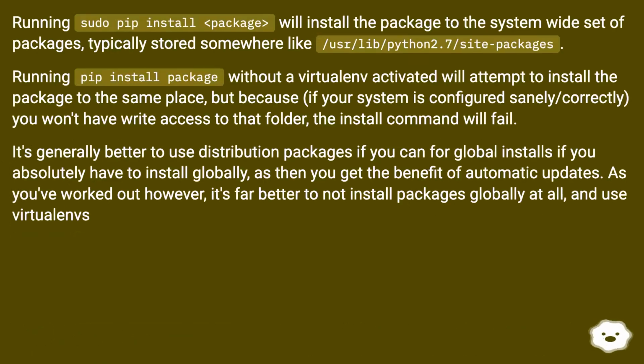Running sudo pip install will install the package to the system-wide set of packages, typically stored somewhere like /usr/lib/python2.7/site-packages. Running pip install package without a virtualenv activated will attempt to install the package to the same place, but because, if your system is configured sanely, you won't have write access to that folder, the install command will fail. It's generally better to use distribution packages for global installs if you absolutely have to install globally, as then you get the benefit of automatic updates. As you've worked out however, it's far better to not install packages globally at all, and use virtualenvs.